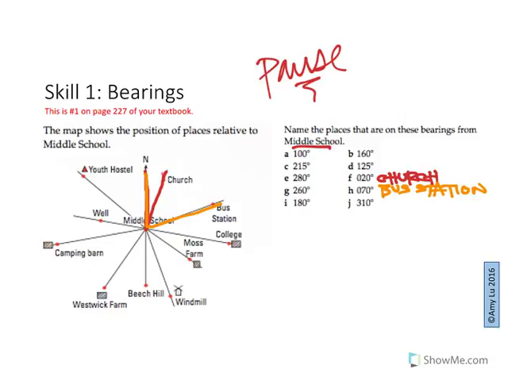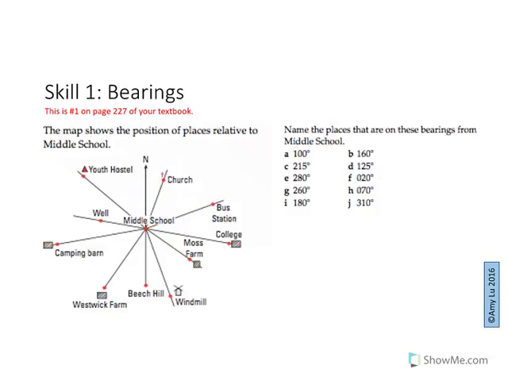Now if we continue moving in this direction, so 20 degrees is F, the bus station is H. We can say that the college is 100 degrees. The moss farm is 125 degrees. The windmill is 160 degrees. Beach Hill is 180 degrees.